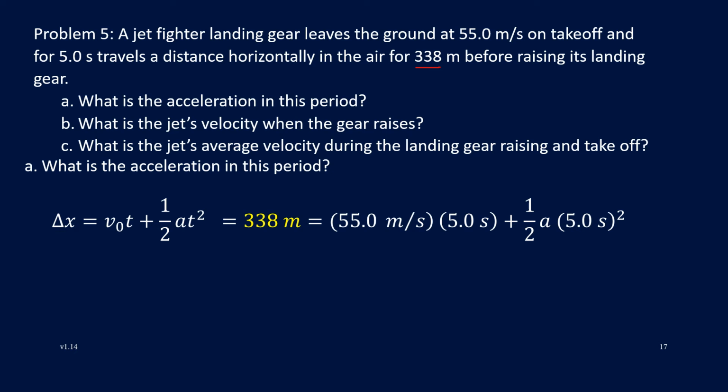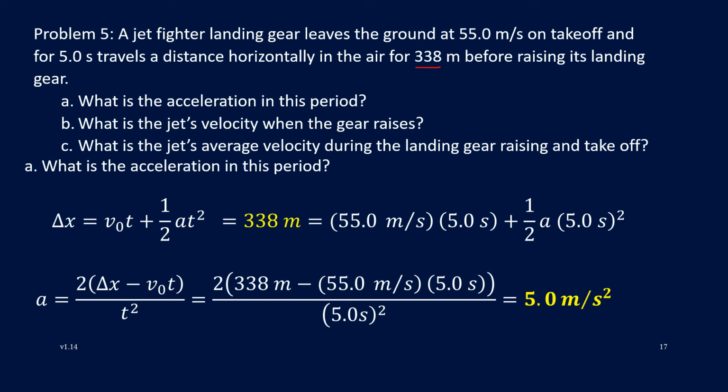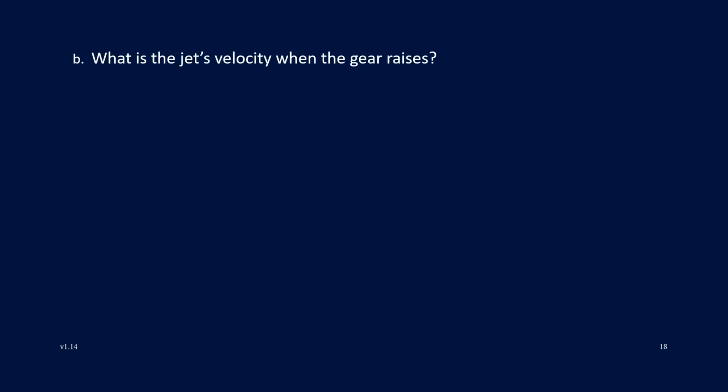So we plug everything in, and we take this equation right here, and we solve for acceleration. And that's what we're doing right here. Plug in the values, and we get the acceleration, 5.0 meters per second squared. What is the jet's velocity when the gear raises? Okay, so we need to find a final velocity.